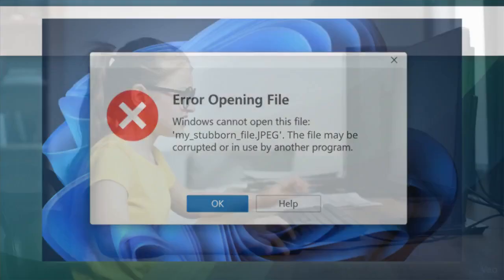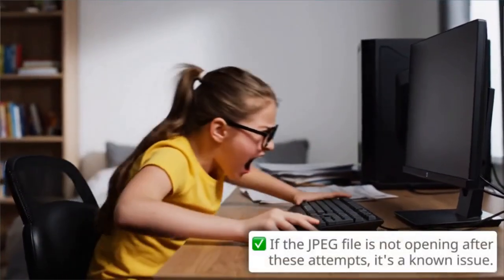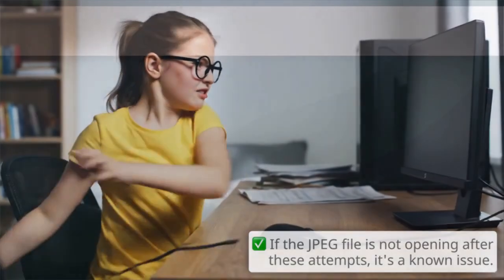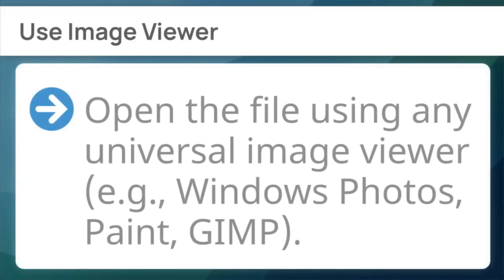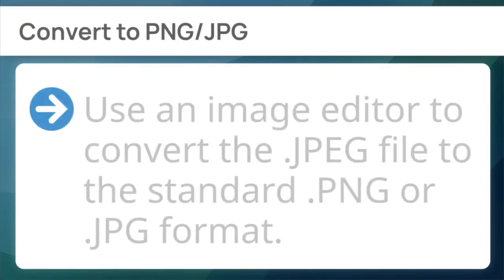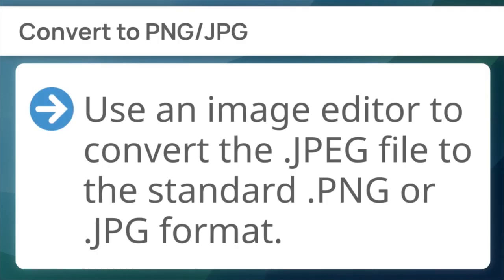When the file won't budge, the error is typically related to 3 simple things. Use the following checklist to quickly identify the issue that persists. First, use Image Viewer. Open the file using any universal image viewer, e.g. Windows Photos, Paint, GIMP. Next, check codecs. Ensure the necessary image codecs are installed on your system. Finally, convert to PNG or JPG. Use an image editor to convert the JPEG file to the standard PNG or JPG format.